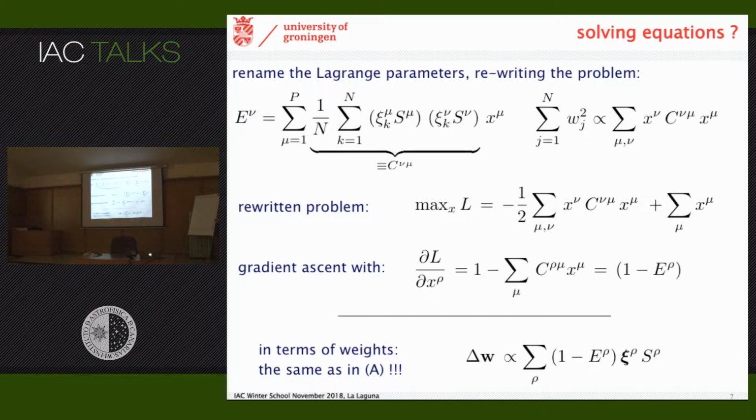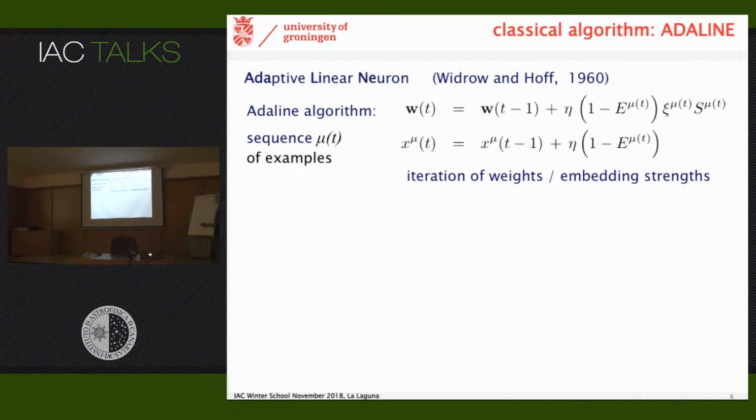So let's call them x to make this look more familiar, but this is the same slide, just calling lambda x again. Okay. And this would be an algorithm which is fairly simple to implement, and it's called the ADALINE algorithm, and it's one of the classical algorithms in machine learning. Goes back to Widrow and Hoff in the 1950s and 1960s. And here it is in terms of the weights, and here it is in terms of the embedding strength. But these two are the same thing, right?